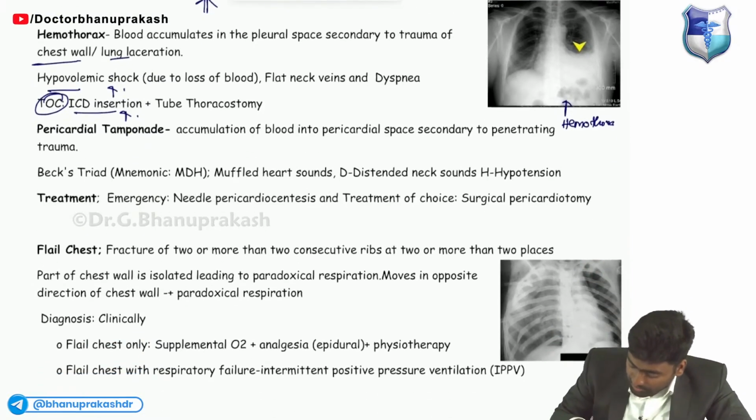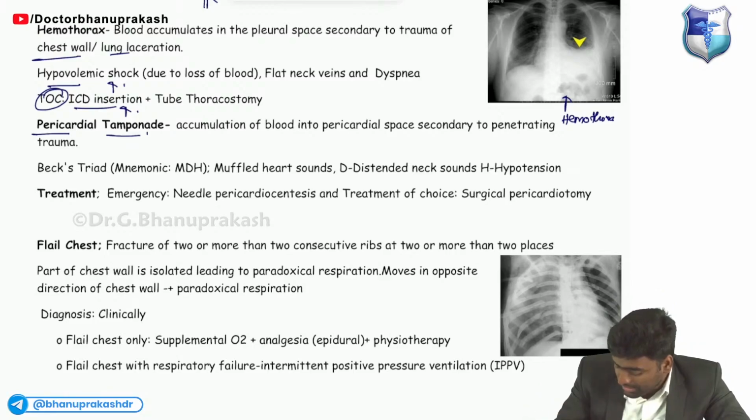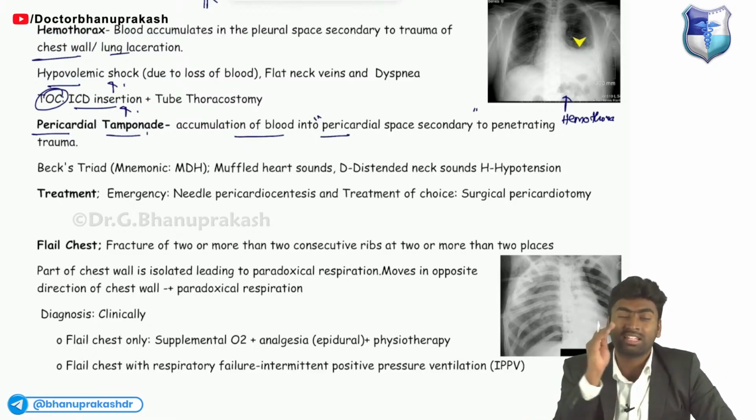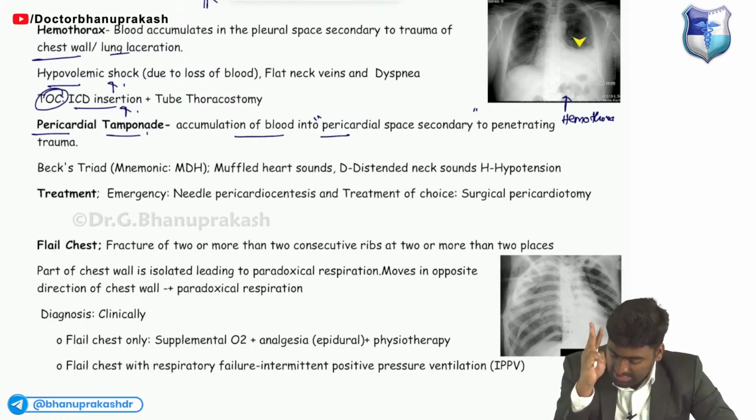Fine. And the next one, what is it? It is pericardial tamponade. We have already seen this. In the case of pericardial tamponade, there is an accumulation of blood in the pericardial space, and this will show a money bag or water bottle appearance. It will have the features of Beck's triad: muffled heart sounds, hypotension, along with increased JVP. So three classical features will be there.